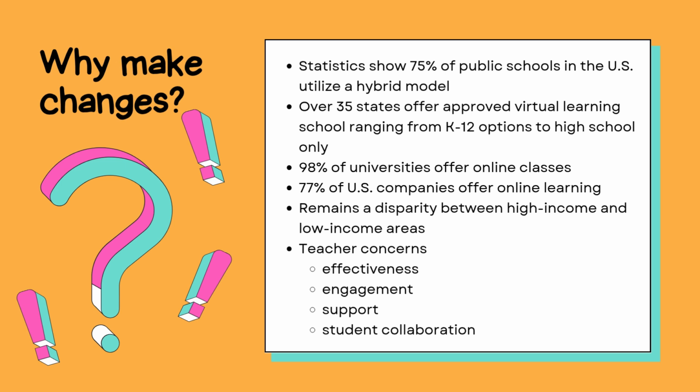Currently, statistics are showing that over 75% of public schools in the US utilize a hybrid model. So, in some shape or form, they're using the internet or technology in order to enhance instruction. On top of that, over 35 states offer approved virtual learning schools, giving students the flexibility and option to meet their needs. Going into adulthood, over 98% of universities offer online classes and 77% of US companies offer online learning.